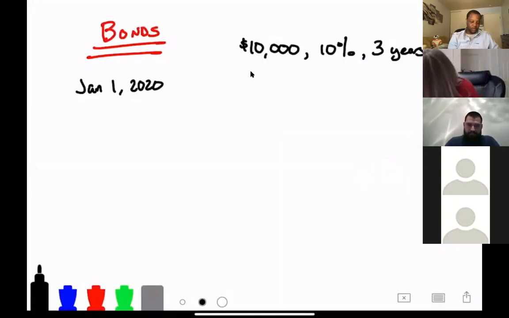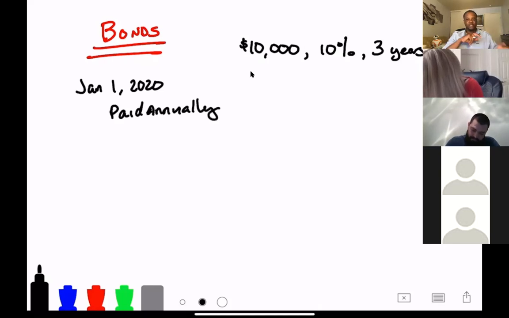So January 20th, $10,000 bond, 10% for 3 years. Okay. And let's assume that interest is paid annually. You'll see that a company can pay interest on an annual basis, on a semi-annual basis, that would be twice a year, on a quarterly basis, on a monthly basis, right? This is a contract that the issuer, the person borrowing the money, is entering into with you, the person who's investing in them.